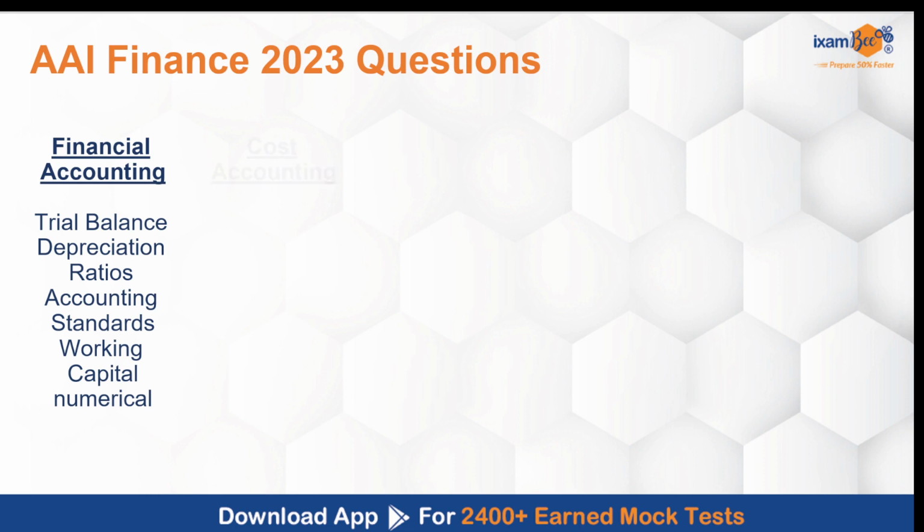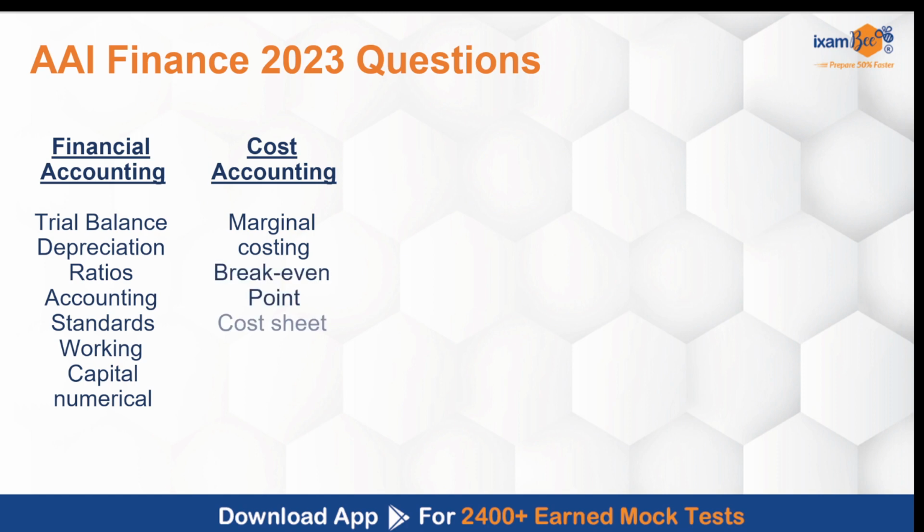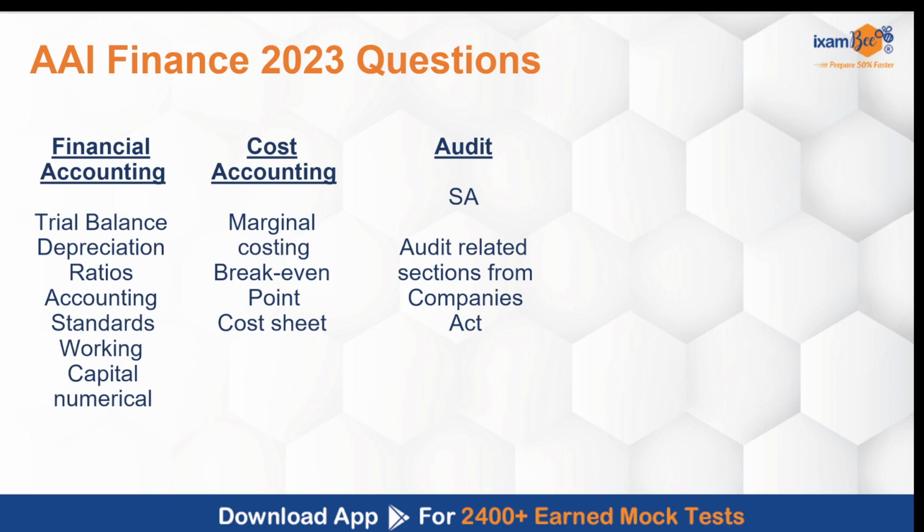ratios. If I move to the cost accounting aspect, there were fewer questions, but from the very, very expected topics, that is the marginal costing, break-even point, and certain terminologies related to your cost sheet. When we talk about audit, there was one question related to the standards of auditing, and then there were a lot of questions coming from the Companies Act chapter dedicated to audit and auditors. So there were 2 or 3 questions related to this particular chapter.